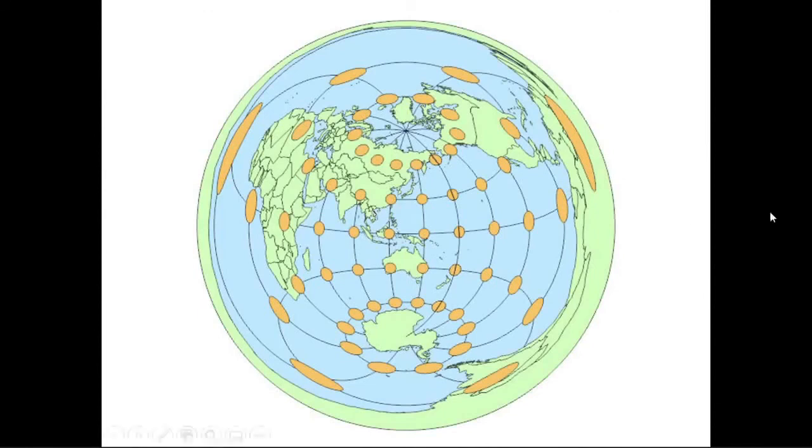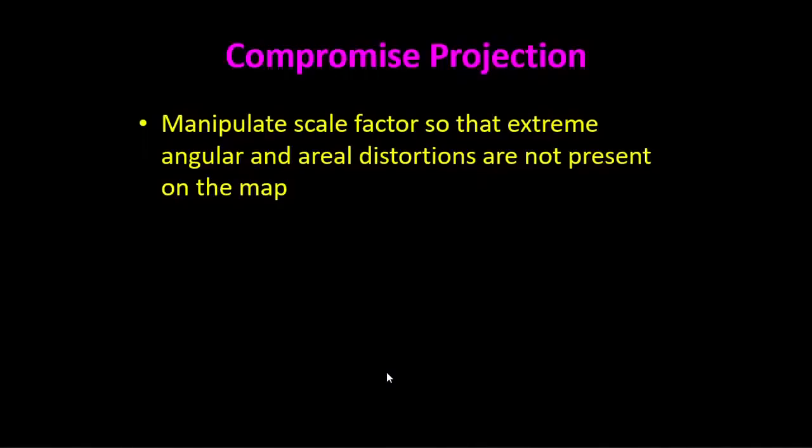I centered the map right here, and you'll notice the distortion gets all crazy, but directions from this particular location are preserved. And of course, like most things, we have a nice blend of things, and so the compromise projection, what it does is it tries to manipulate the scale factor so that those extreme angular or area distortions, where the shape and size of areas are distorted, it tries to minimize them as much as possible.